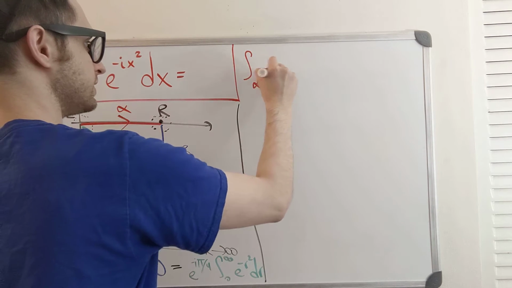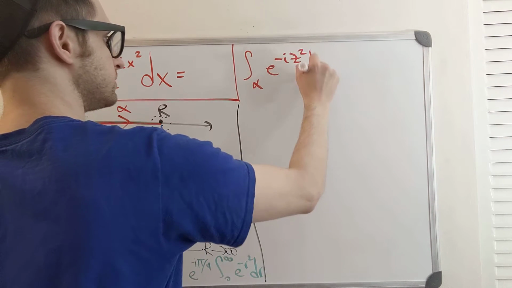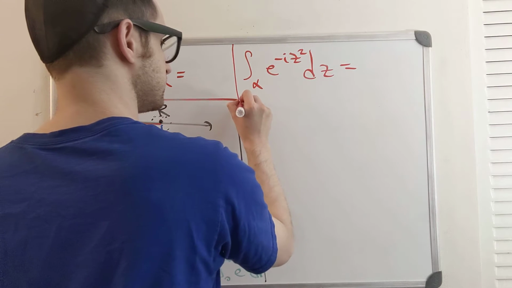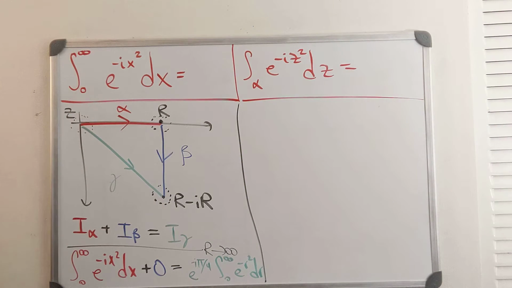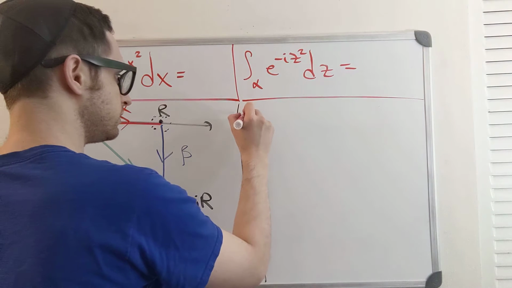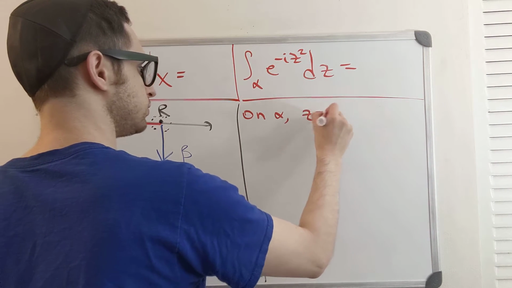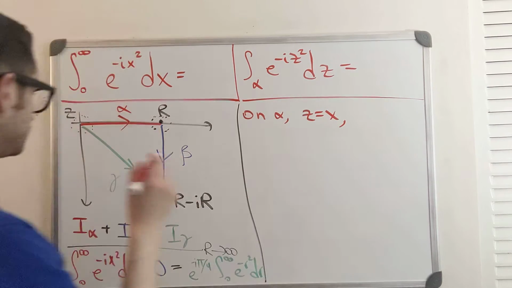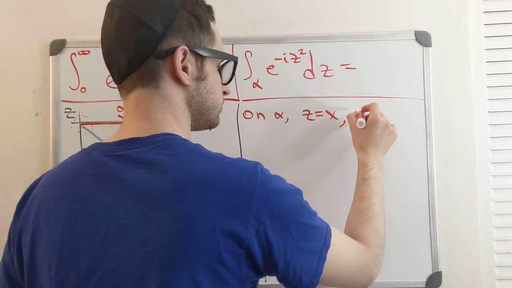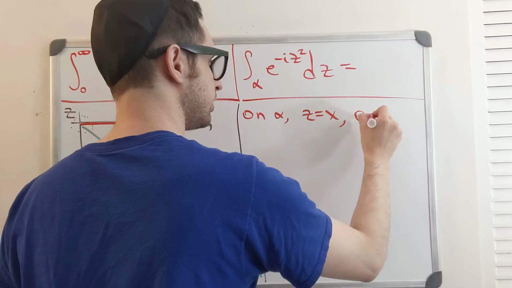Integral along alpha of e to the minus iz squared dz. Okay, so let's first see what's going on with the change of variables we need to make. We'll parameterize this contour simply by the real part of z. So on alpha, z equals x, and x goes from 0 to big R.